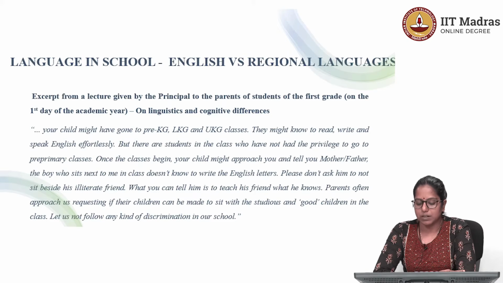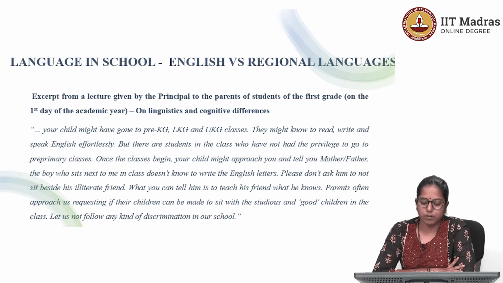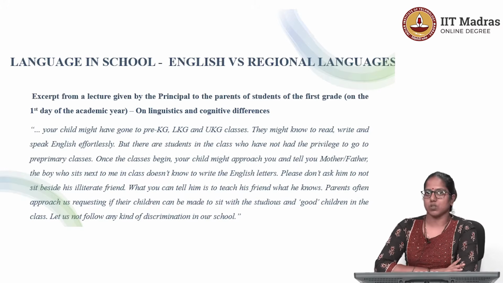Once the classes begin, your child might approach you and tell you, Mother, Father, the boy who sits next to me in the class doesn't know to write the English letters. Please don't ask him to not sit beside his illiterate friend. What you can tell him is to teach his friend what he knows. Parents often approach us requesting if their children can be made to sit with the studious and the good children in the class. Let us not follow any kind of discrimination in our school.